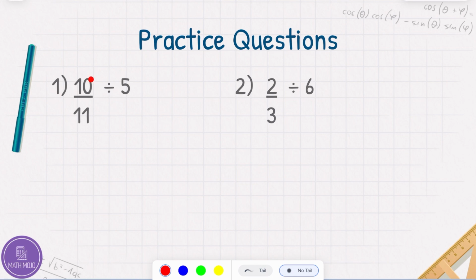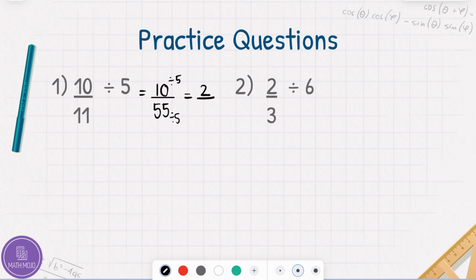Okay, so looking at number 1, we have 10/11 divided by 5. So what we have to do is we keep our numerator the same, so we put our 10 here, and then we do 5 multiplied by 11, which gives us 55. And now this fraction can be reduced, so we can divide by 5 over here, divide by 5 over here, and then we get 2, and then we get 11. So our final answer is 2/11, and this is the fraction in its simplest form.